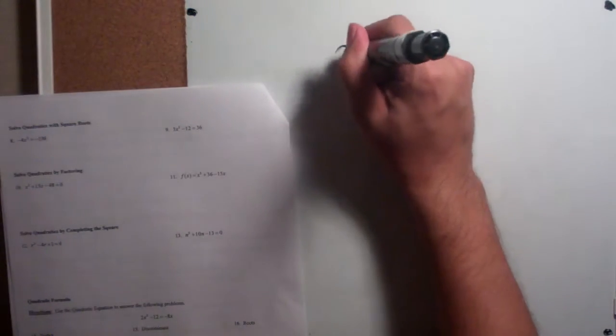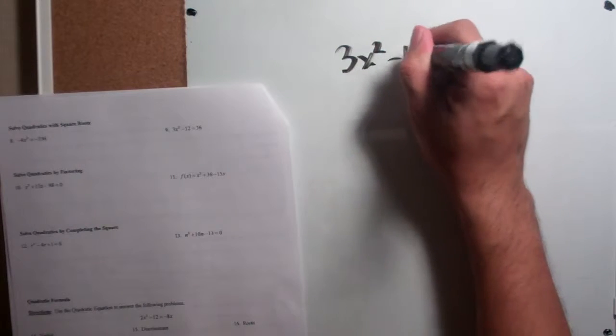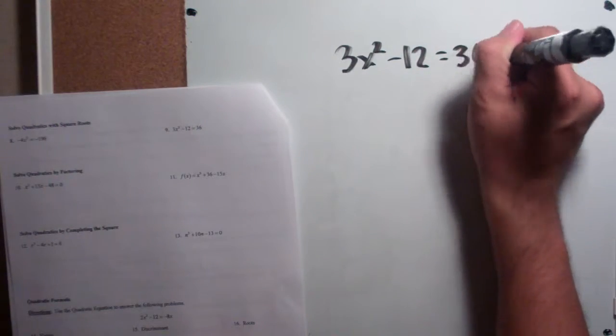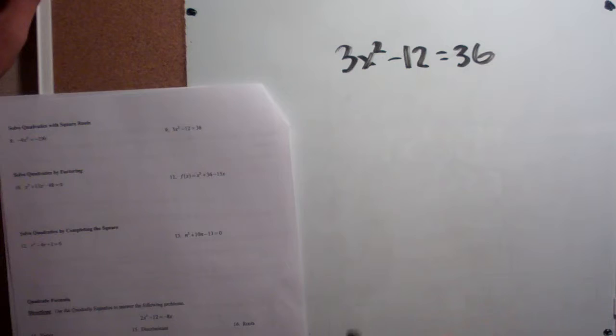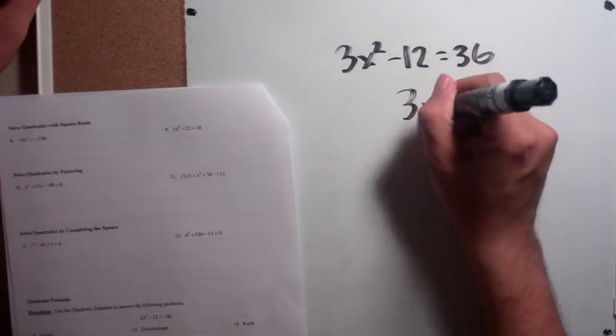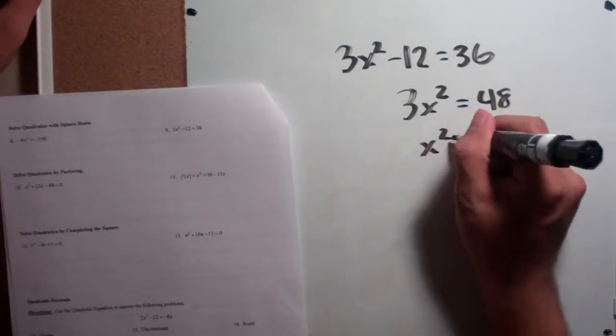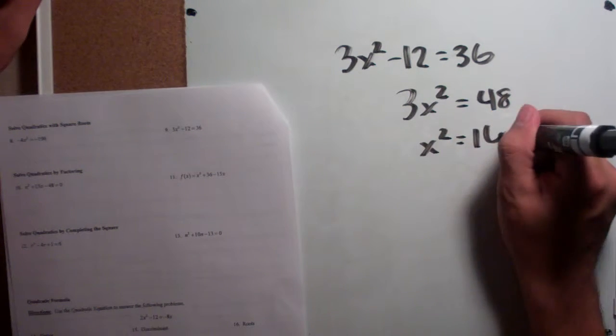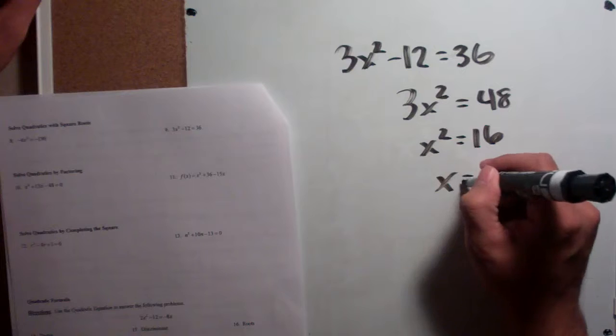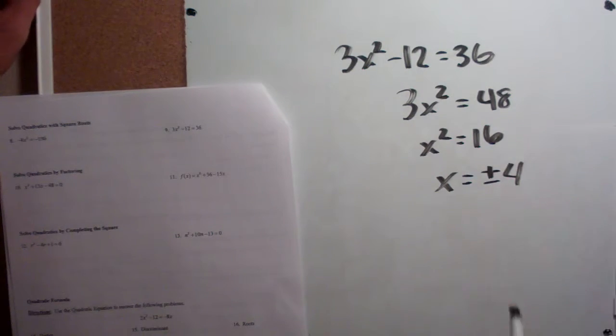Okay, number 9. Same idea, but there's really just one more step here. I'm going to get rid of subtracting 12, so add 12 to both sides. So we're going to have 3x squared equal to 48. Divide by 3. We're going to have x squared equal to 16. Take the square root of both sides. We're going to have x equal to plus or minus 4.